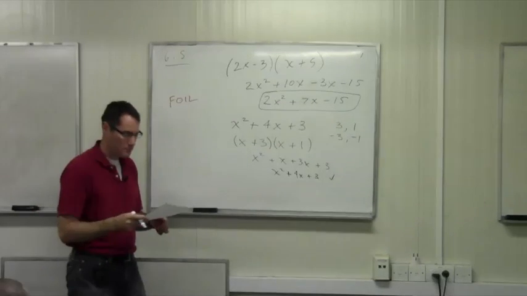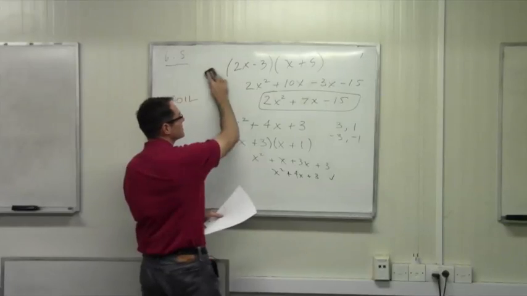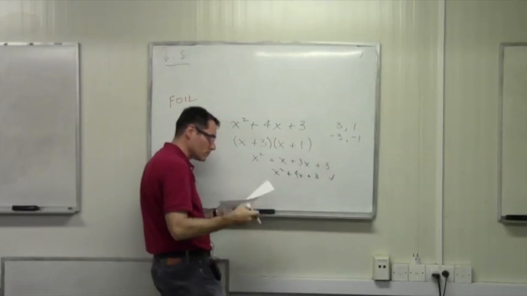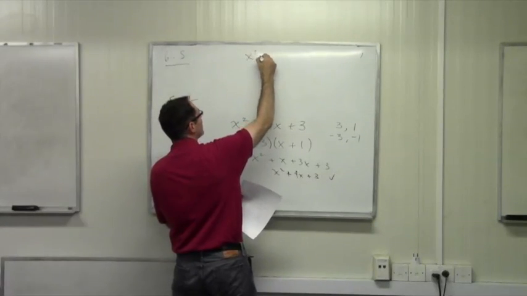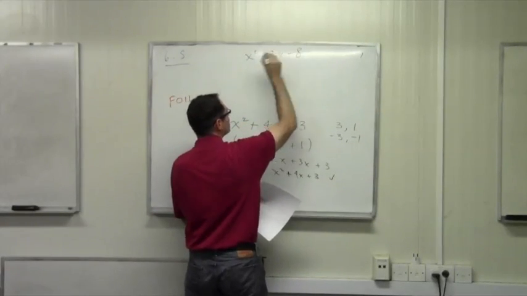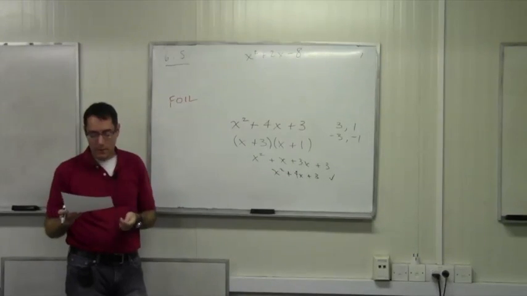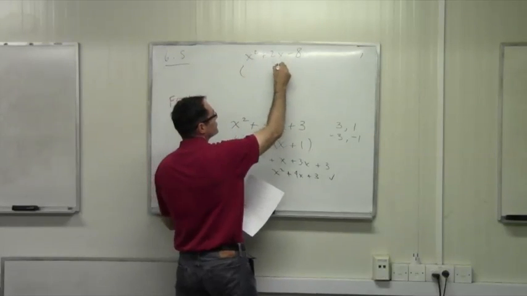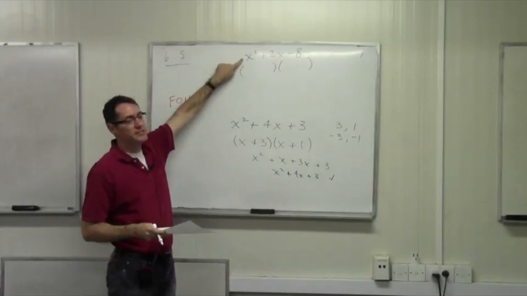All right. Let's do a slightly more difficult one. Let's look at x squared plus 2x minus 8. Try to factor that. Write the parentheses. It's a nice, easy one.